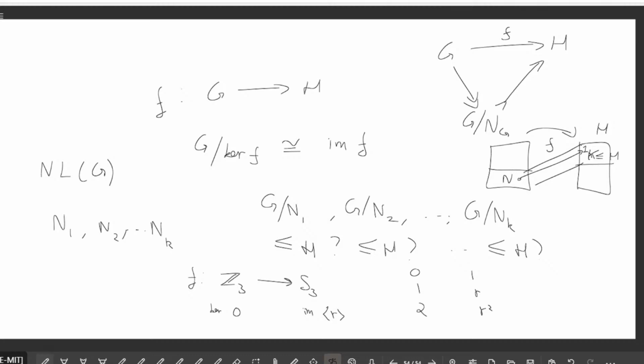Why is it 2? Because Z3 has 2 automorphisms. You take any automorphism of G mod kernel, you can insert that in between and get another homomorphism. So the number of homomorphisms with a fixed kernel and image will be the number of automorphisms of that.